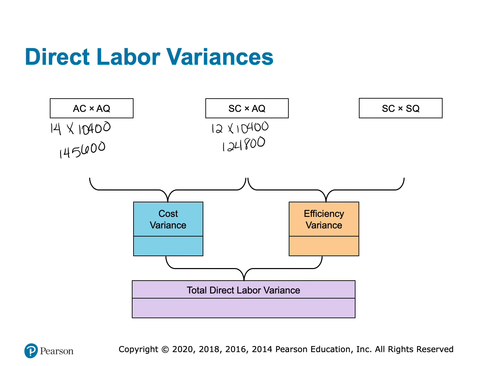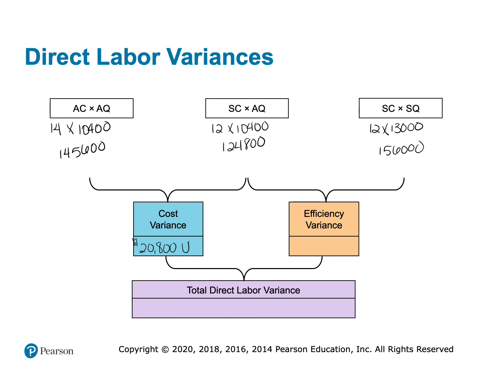And my standard cost is $12 multiplied by my standard quantity of 13,000. And when I multiply that out, I get 156,000. So again, to calculate my variance, I'm just going to take the difference. So 145,600 minus 124,800 gives me 20,800.